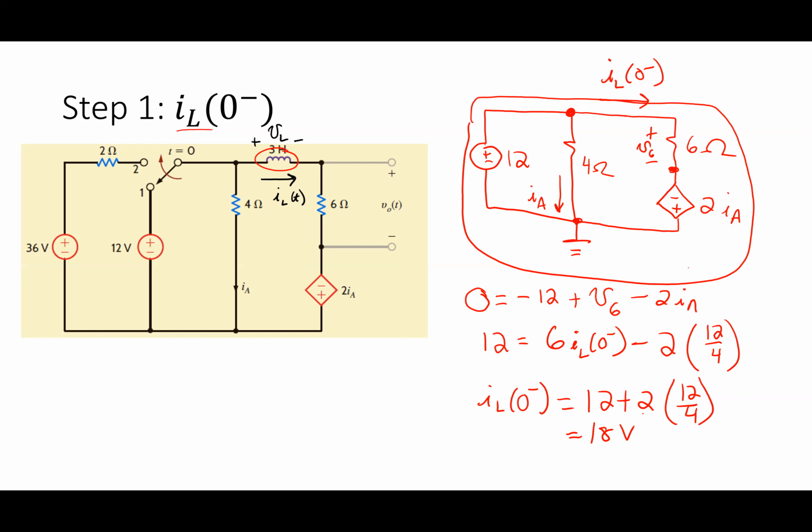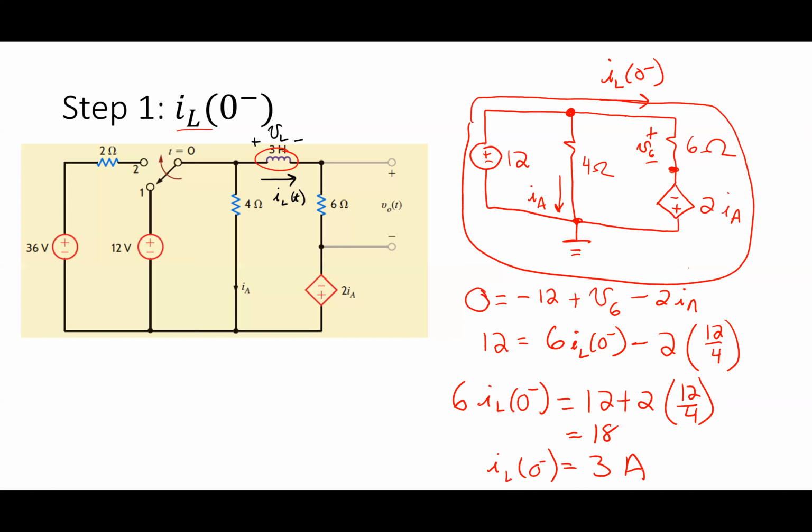What's that? Divide by 6. Did I mess up? Oh, 6IL of 0 minus. Thank you. Yeah, that's the actual equation. So 6IL of 0 minus is equal to 18. So IL of 0 minus is equal to 3 amps. All right, that's the final answer.